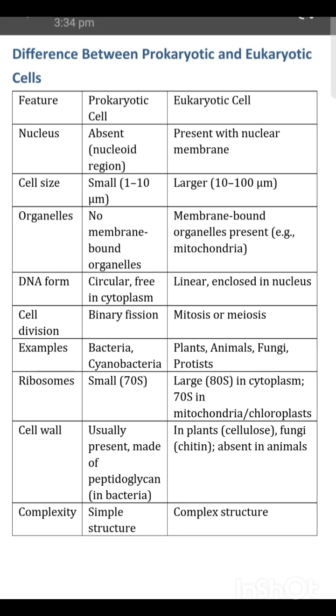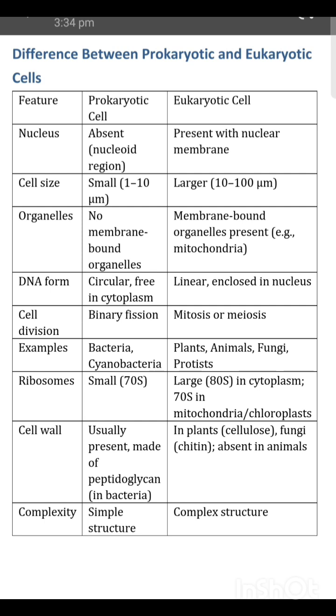Moving on to the next feature, that is cell wall. In prokaryotic cell, the cell wall is usually present in bacteria and it is made up of peptidoglycan, a unique protein sugar molecule. Whereas in case of eukaryotic cell, it is present in plants made up of cellulose and fungi made up of chitin, but it is absent in animals. So animal cells have only a flexible outer membrane.